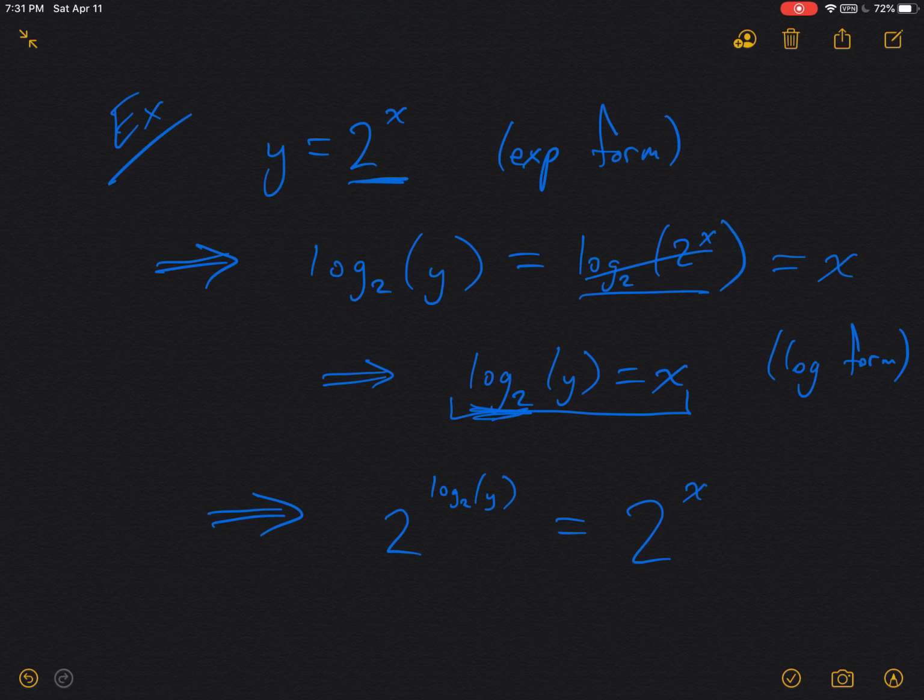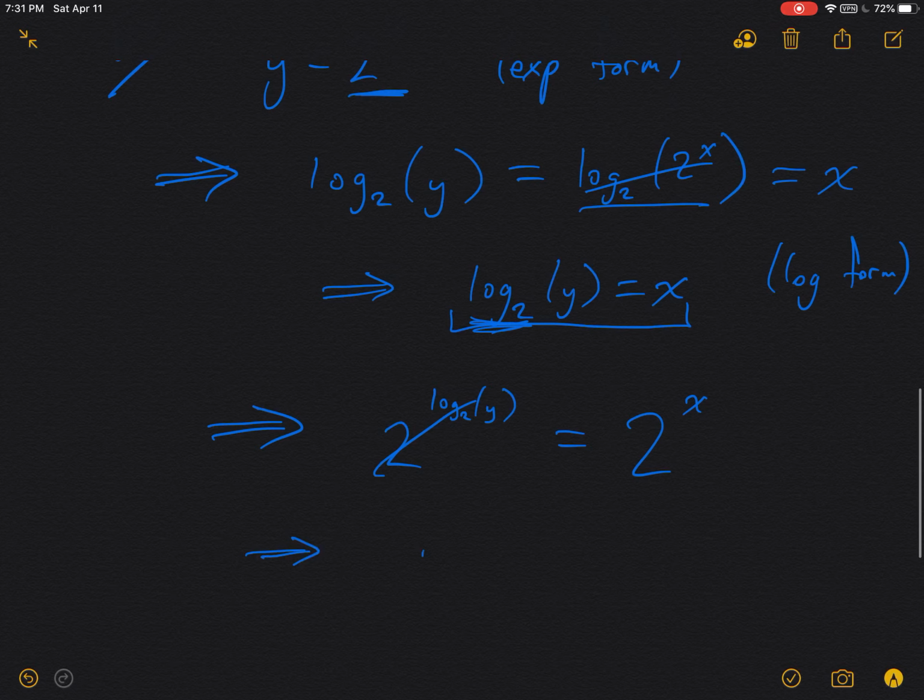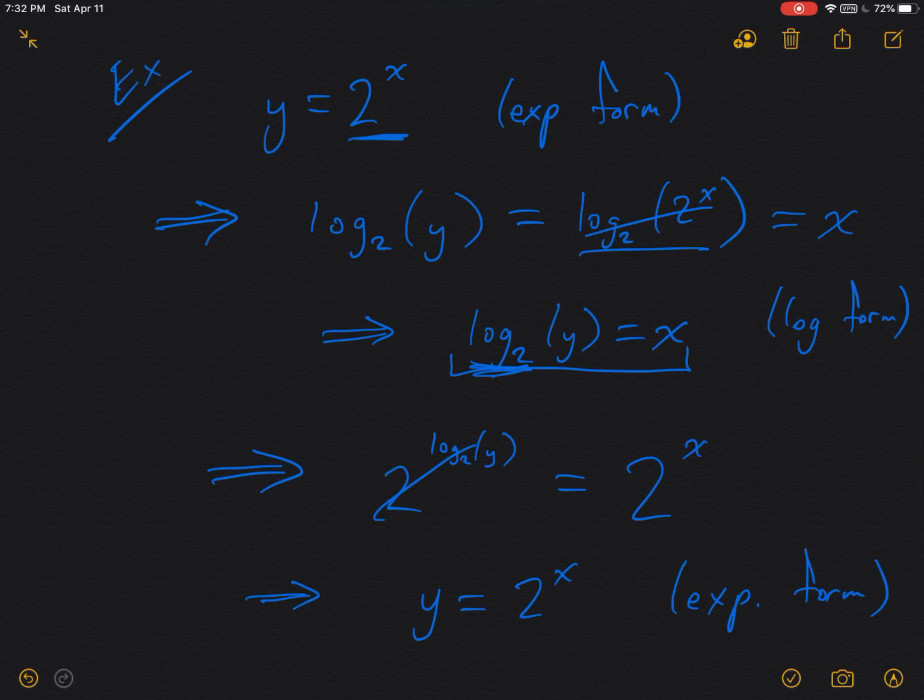So here I'm again applying the appropriate inverse function to both sides, but notice that on the left side I have a composition of inverse functions. So those things cancel out, and I'm left with just y is equal to 2 to the x, and we've gotten back to the exponential form. So that allows us to transfer back and forth between the two forms if we'd like to. You can just apply the appropriate inverse function to get back and forth between them.